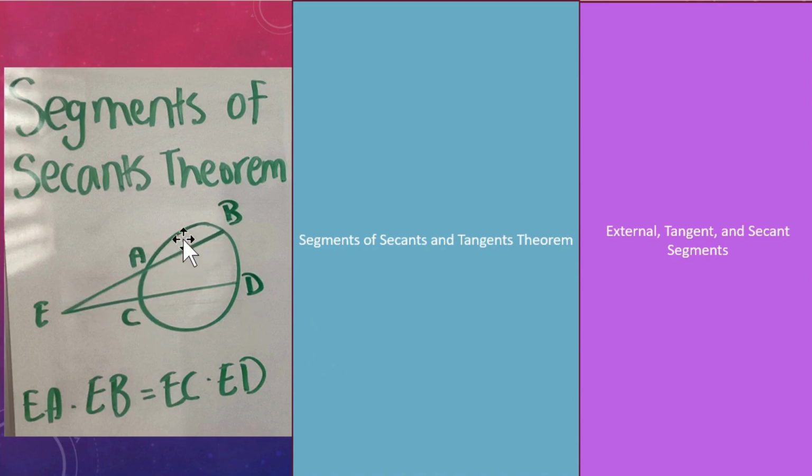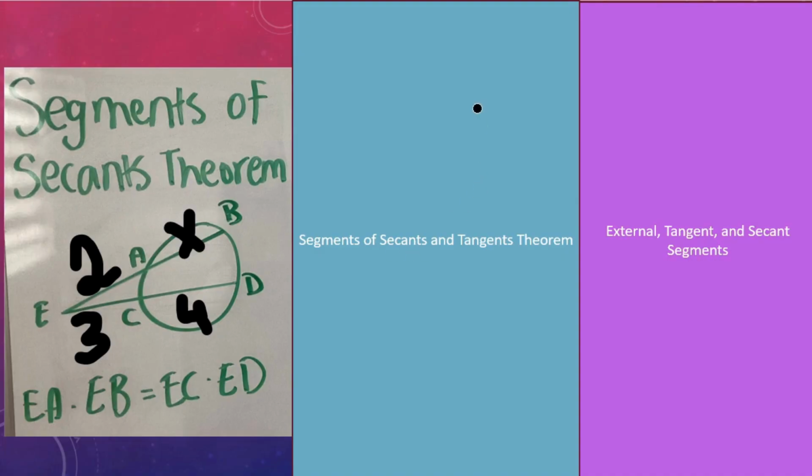So let's say you're trying to find out what AB is, and let's say EA is 2. Okay, let's put that as 2. And AB is X. And you have EC and you have CD. Let's say EC is 3 and CD is 4. Okay, let's solve that right here.